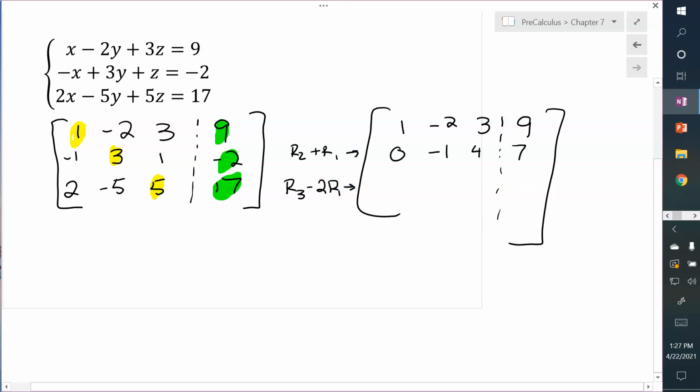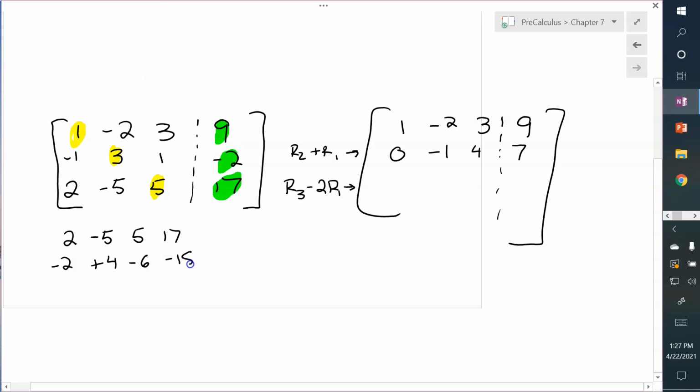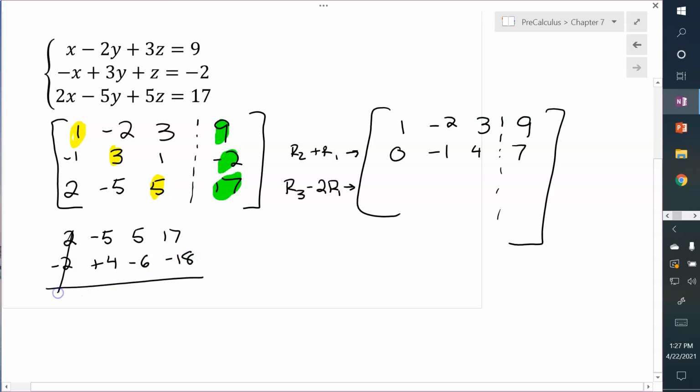So the first thing I'm doing is working on getting my 1s in the right place. So row 3 minus 2 row 1, let's do that. Row 3 is 2, -5, 5, 17, minus 2 row 1, minus 2, plus 4, minus 6, minus 18. Those go away. I get a -1, -1, -1. So I have a 0, -1, -1, -1.